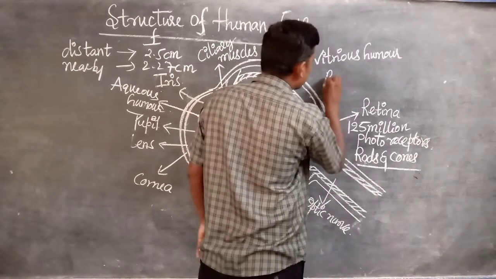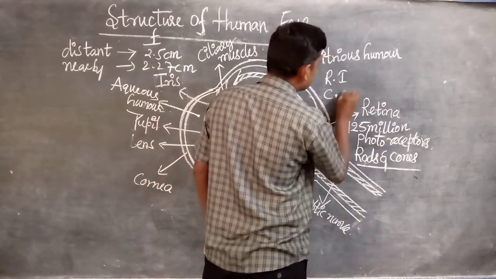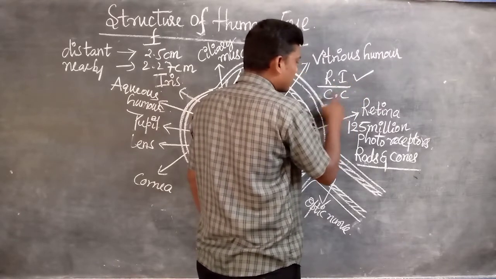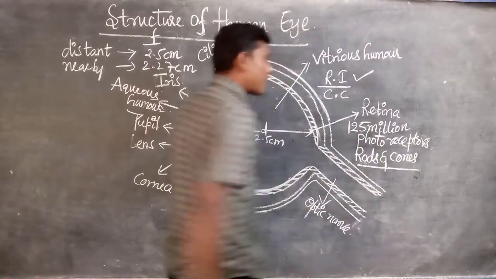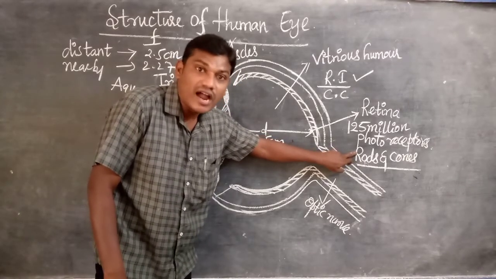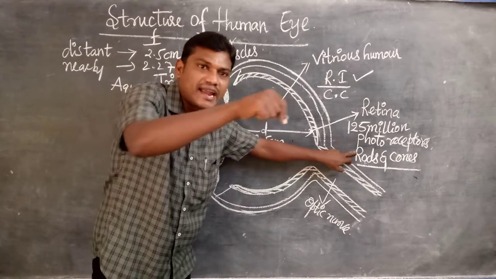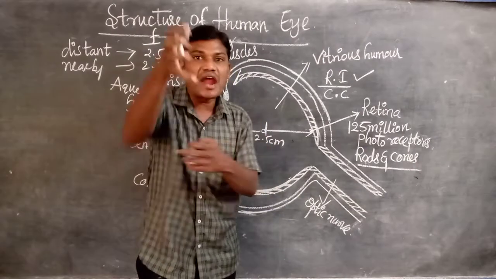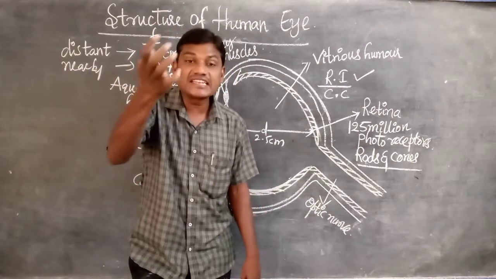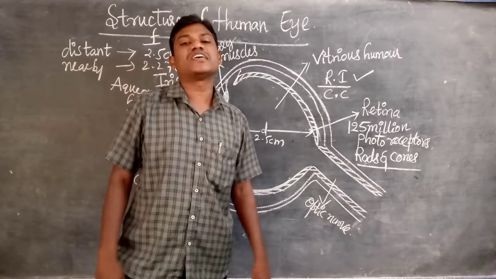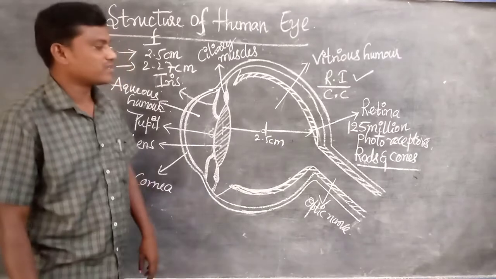Simply for this we can remember RICC. RI means rods identify the intensity. CC means cones identify the color. This is for simple remembering. So rods identify the intensity of the light during dim light or night. During the night, what will happen? The rods will try to identify the intensity of the light. But in the daytime, the cones will identify the color.